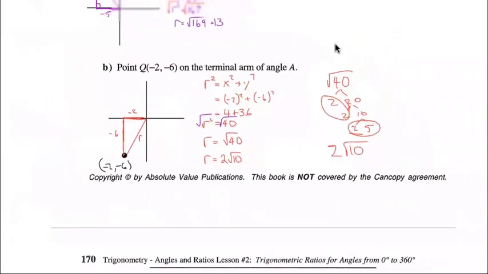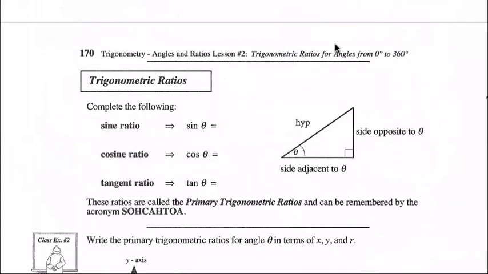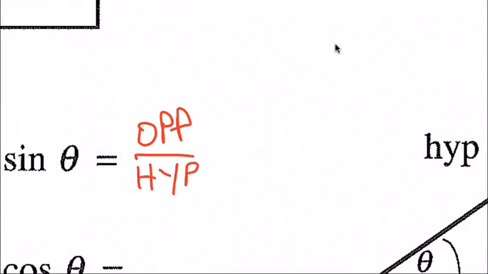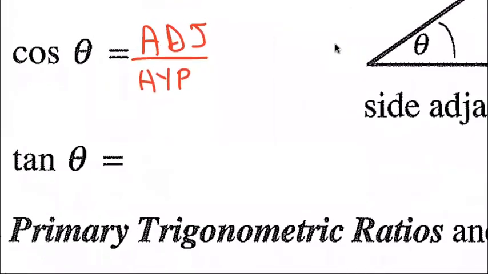Okay, that takes us to the end of example 1. Over the page, a quick review of our trig ratios: sine, cosine, and tangent. Remember that sine is equal to opposite over hypotenuse. Cosine is adjacent over hypotenuse. And tangent is opposite over adjacent. Okay, you have to remember that.